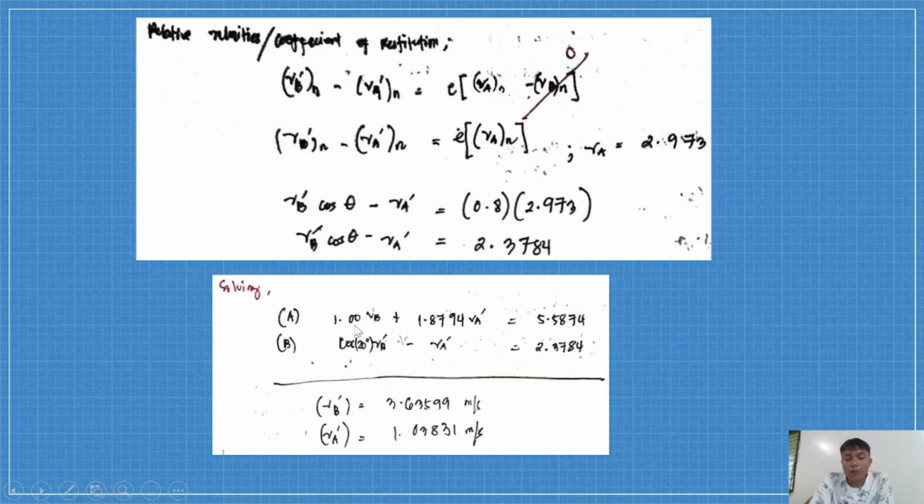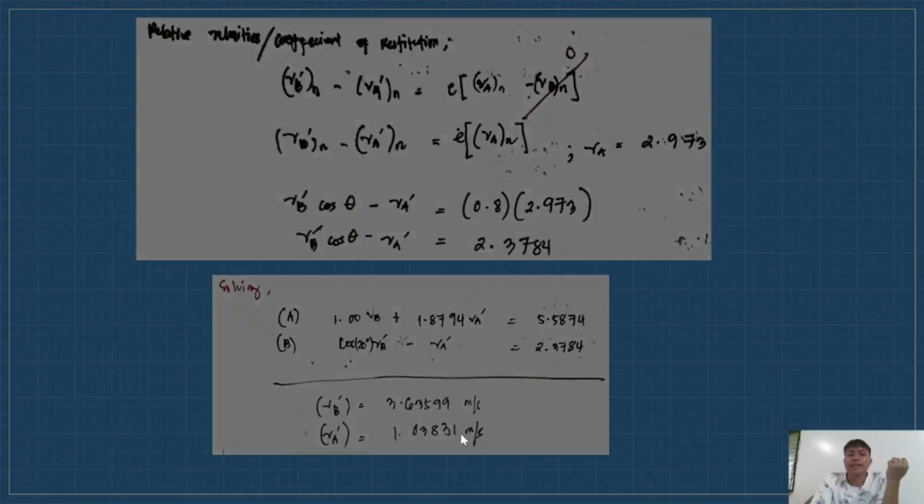So 1.0 VB plus 1.8794 VA apostrophe is equal to 5.5874, which is our equation A, and our equation B is equal to cos 20 degrees VB apostrophe minus VA apostrophe is equal to 2.3784. So, solving simultaneously, we will be able to get VB and VA, where VB is equal to 3.63599 meter per second, and VA is equal to 1.03831 meter per second.